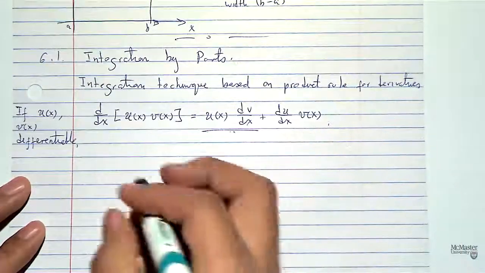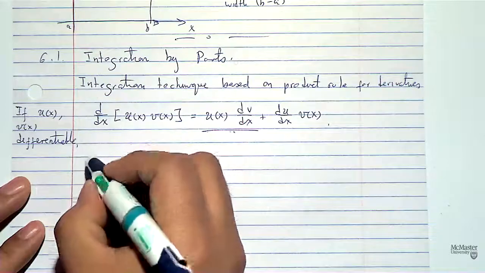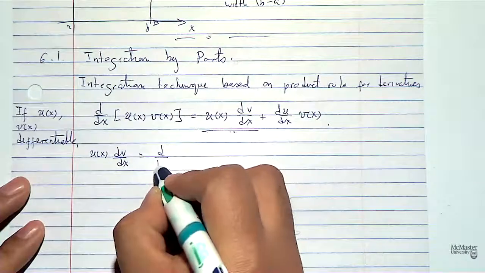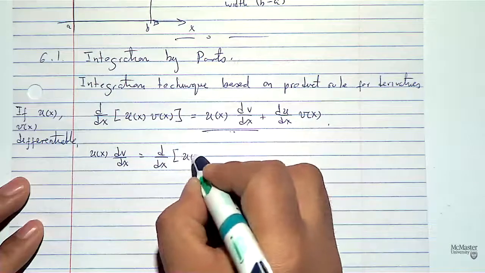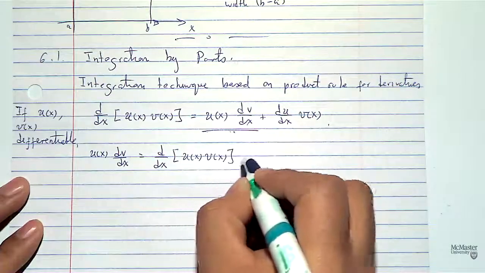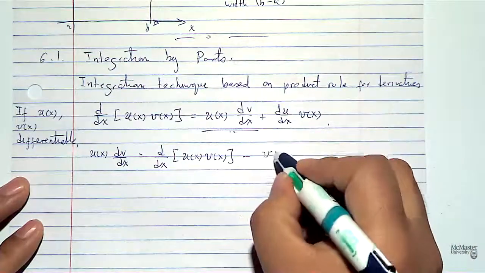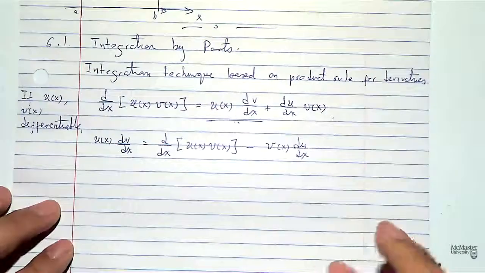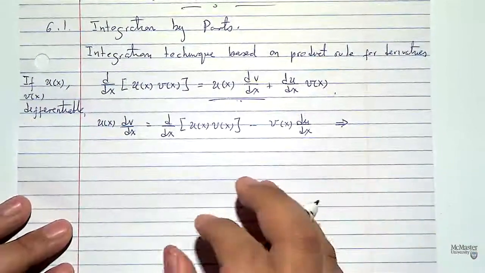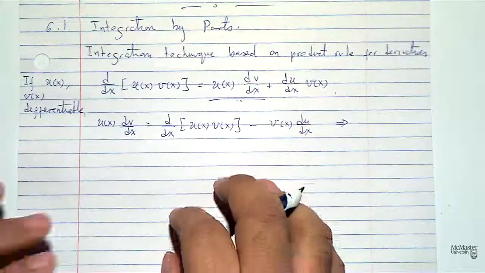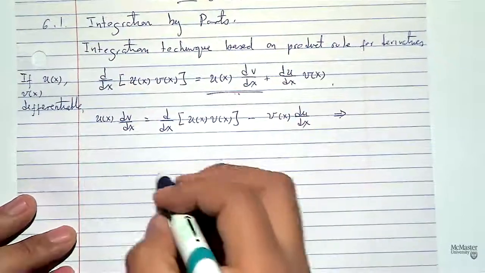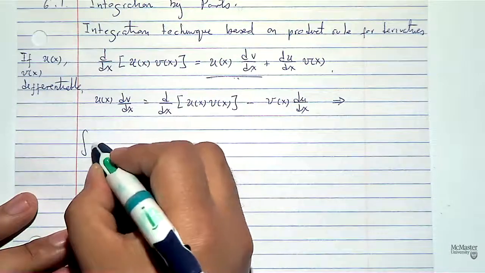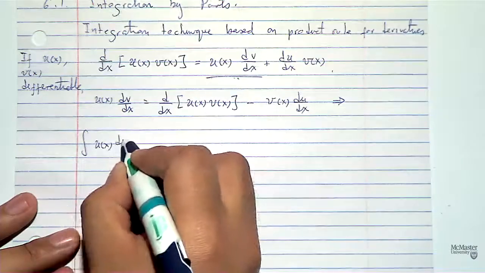If you pass this to the other side, and then you focus on this term, what you will have is that u of x times dv dx is equal to the derivative of the product, u of x times v of x, minus this term, v of x du dx. At this point, I have only passed one term to the other side. Now what I will do is perform an integral, and I will obtain a useful formula based on the derivative for the product. So let me perform an integration where I will have an integral of this stuff. This is the integral of u of x dv dx.